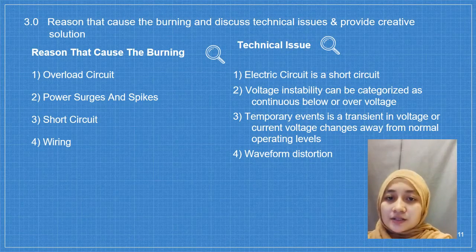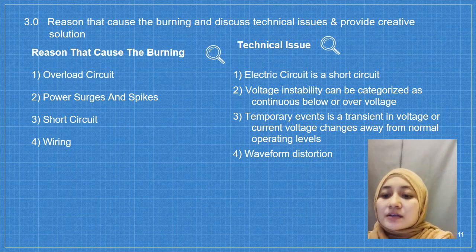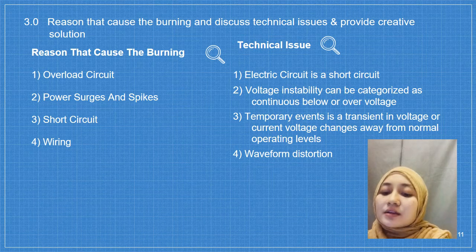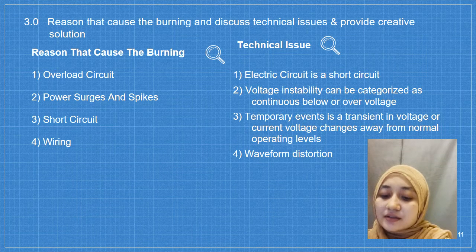My name is Aisha and I will present the reasons that cause burning and discuss technical issues. First reason, overload circuit. Circuit overload occurs when too many appliances are being used. Second, power surges and spikes. This happens when too many circuits are connected to the electrical circuit. Next, short circuit occurs when a black wire comes into contact with another black wire. And last is wiring. Prolonged wiring can cause burning when it does not have the cable capacity in dealing with the increasing electrical appliances in the home.